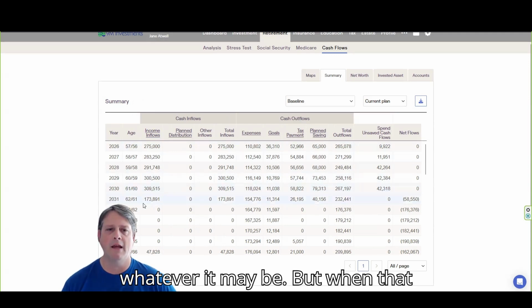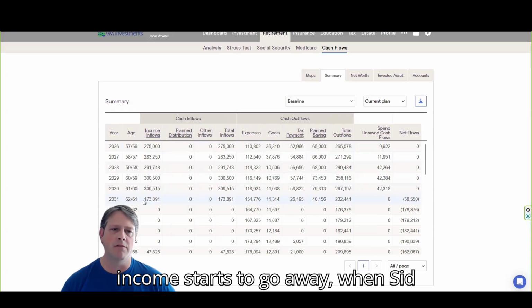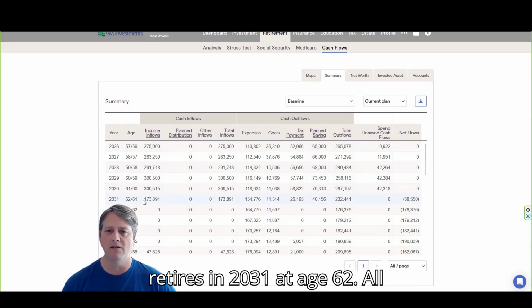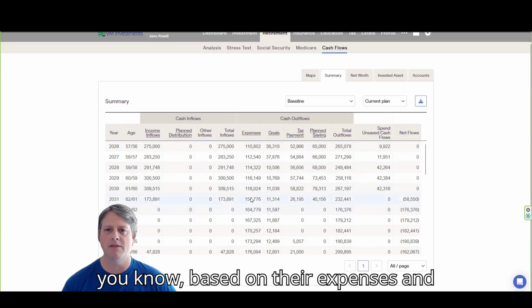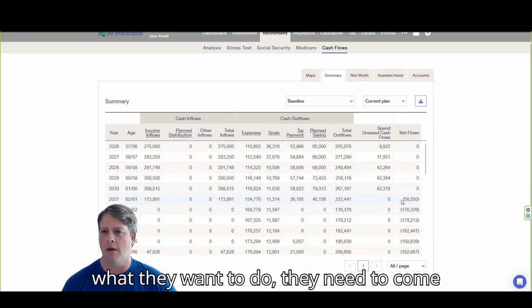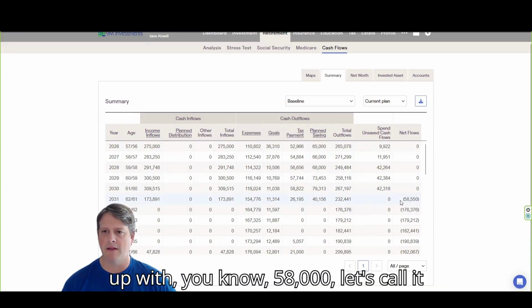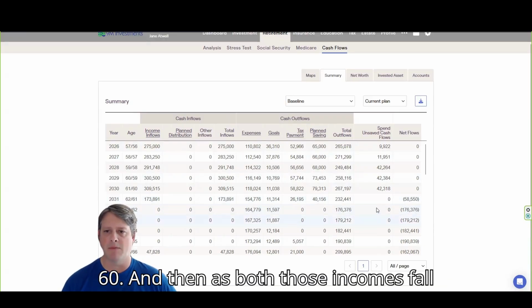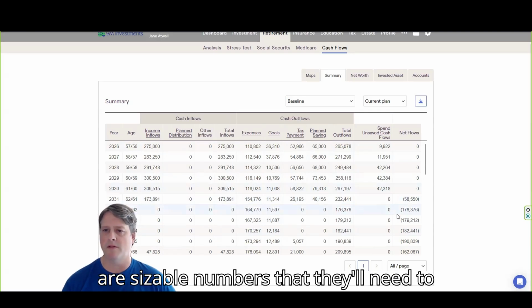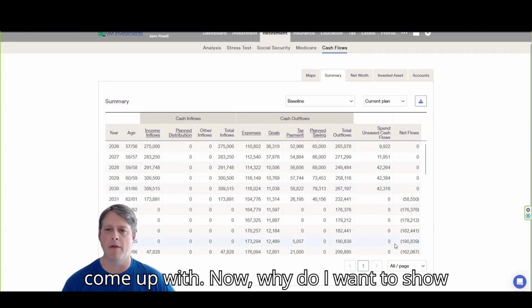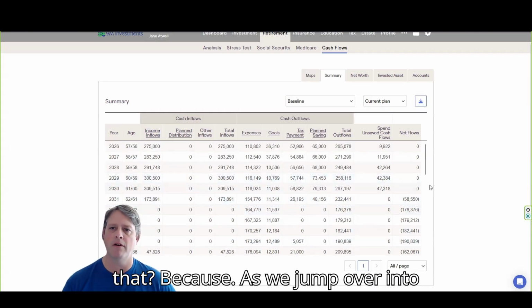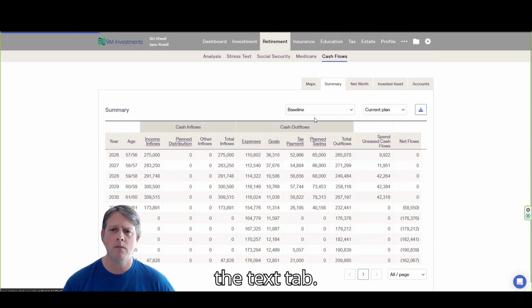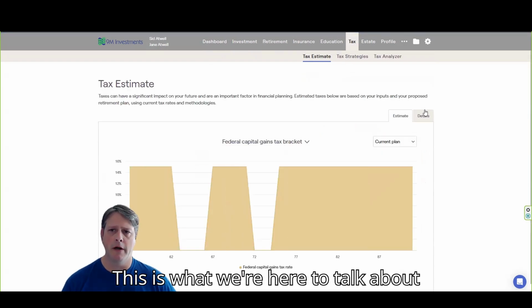But when that income starts to go away, when Sid retires in 2031 at age 62, all of a sudden they have a shortfall. And based on their expenses and what they want to do, they need to come up with 58,000, let's call it 60. And then as both those incomes fall off based on expenses, those are sizable numbers that they'll need to come up with. Now, why do I want to show that? Because as we jump over into the tax tab, this is what we're here to talk about today.